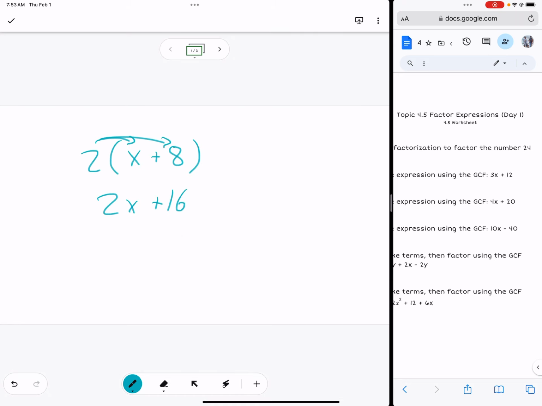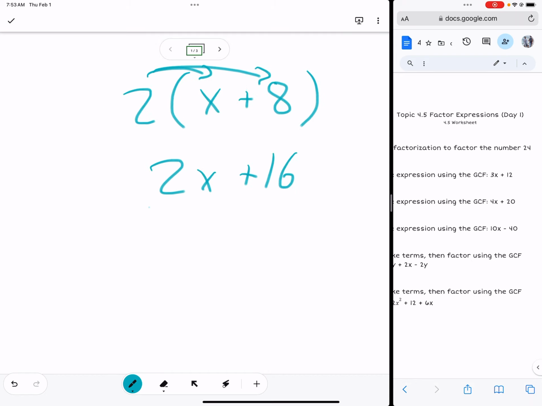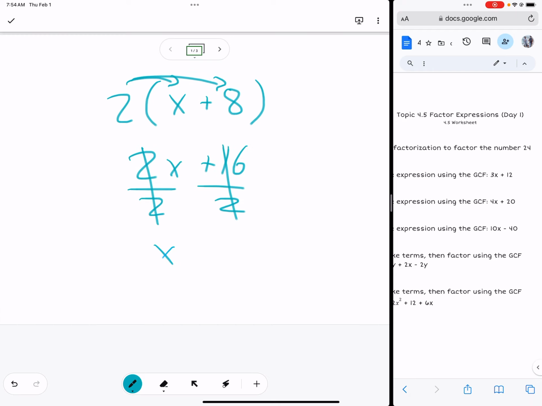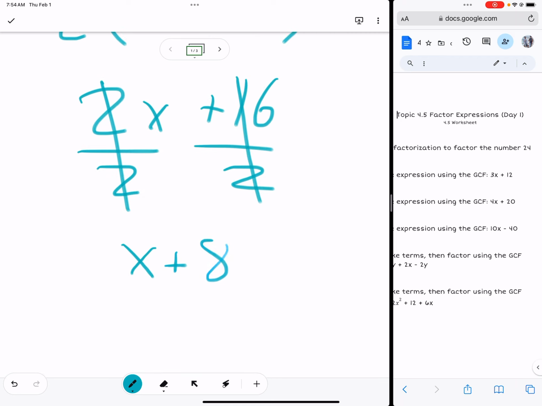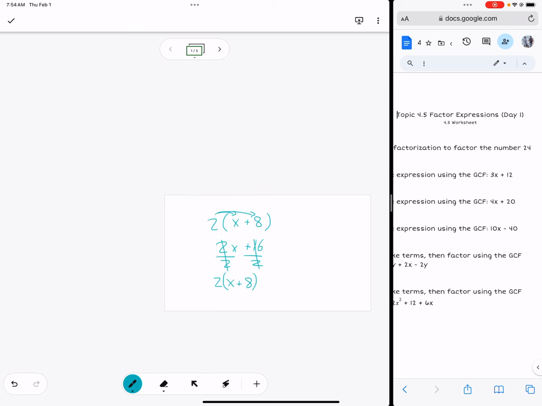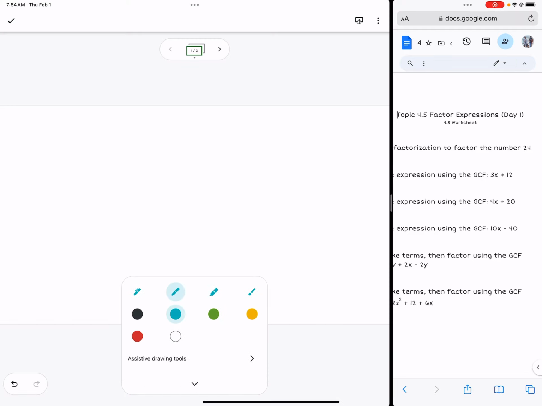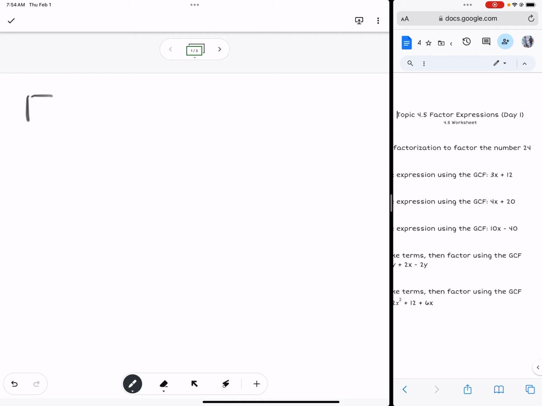Well, if I take this expression, what I can do is notice that I can divide each term by 2, specifically the coefficient and the constant. If you divide that by 2 and divide that by 2, you're just going to get x, and technically it's 1x, same thing. And 16 divided by 2 is 8. And to show that we divided by 2 and extracted a 2 out of each term, you would put the 2 on the outside. So we have the distributive property. And then for example 2, we have what's called factoring expressions, which is the exact opposite of the distributive property.